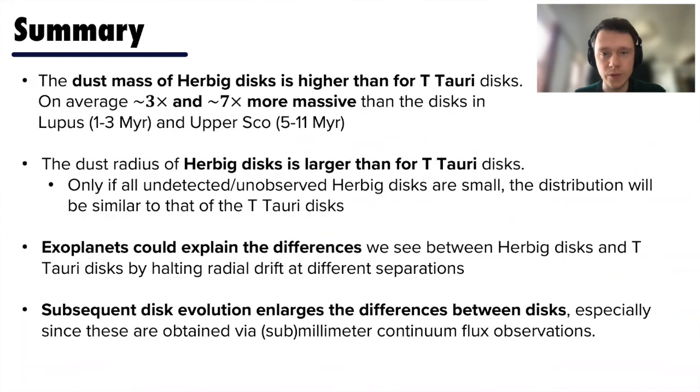So in summary, we find that Herbig disks are more massive than T Tauri disks, and that they are larger than the bulk of the T Tauri disks, and that this can be explained by exoplanet formation at different separations from the star. Because of how we obtain these flux observations, disk evolution enlarges these differences between the disks as well.